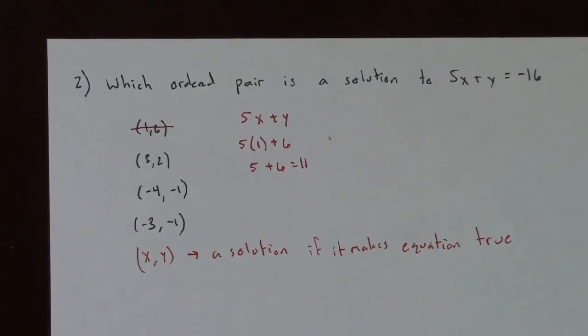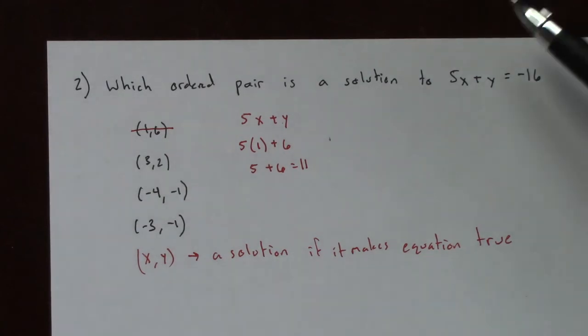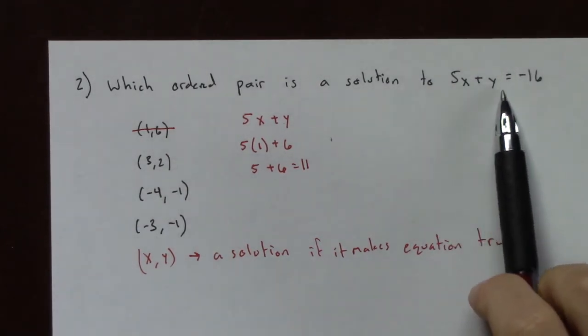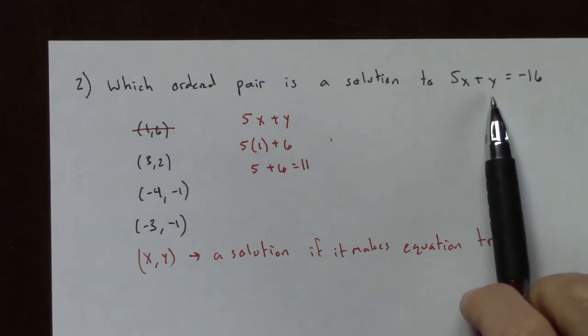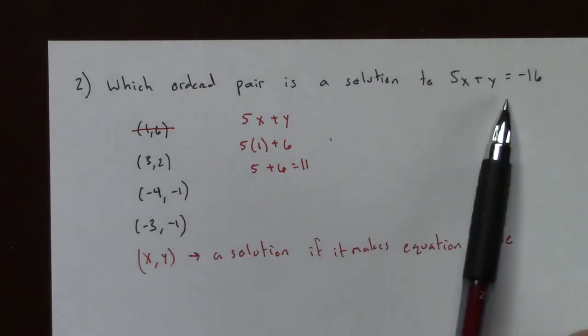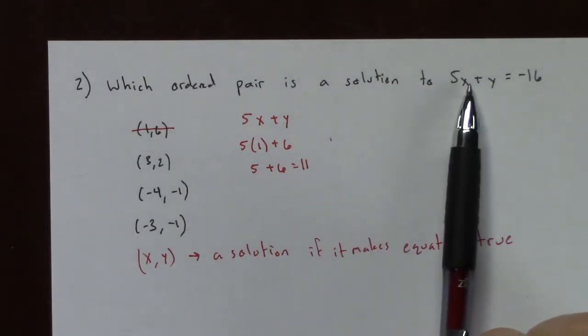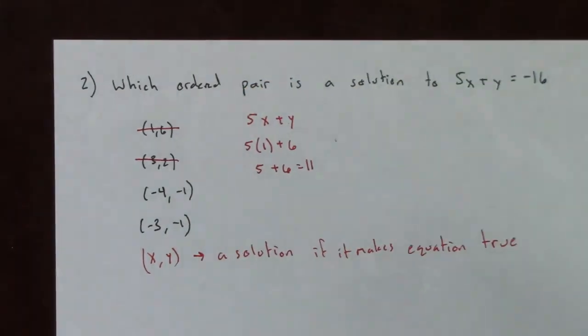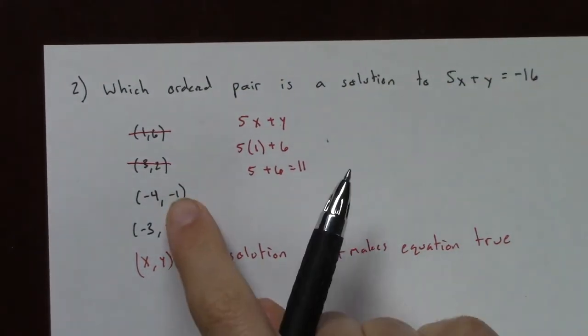Now, before I continue, I'm going to use a little bit of strategy. I need a negative 16. Well, all these numbers are positive. So if I plug in a positive 3 and a positive 2, is this still all going to be positive? So I already know this second one isn't going to work without even trying. I'm now going to jump down to my next one.